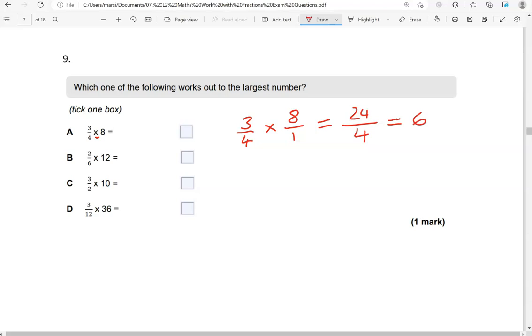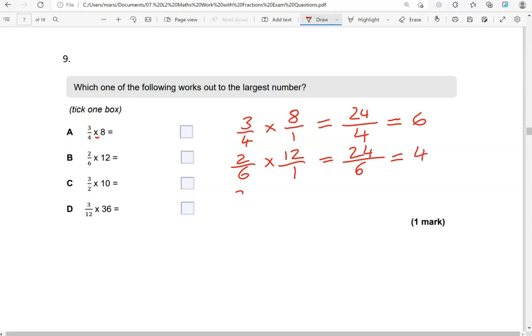Looking at the second one, we've got 2/6 times 12. So 2 times 12, that is 24. 6 times 1, that is 6. So 24 divided by 6 gives us 4.